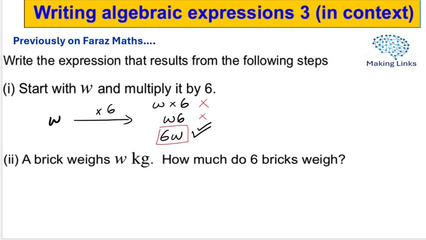A brick weighs W kg. How much do 6 bricks weigh? So that is again W, because a brick weighs W kg. How much do 6 bricks weigh? So that must be times by 6, which will give you 6W.